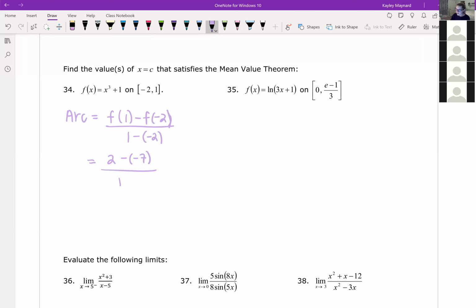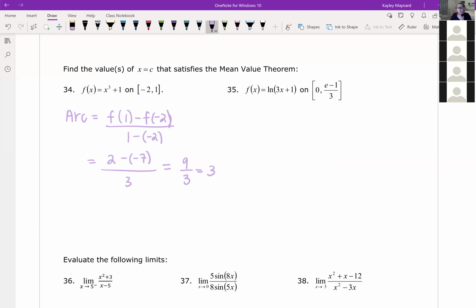And then 1 plus 2 is going to actually just be 3. Okay, and this is equal to 9 over 3, which is 3. Okay, cool. So we know the average rate of change over the interval negative 2 to 1 is 3. And then the mean value theorem says there's at least one x value where the derivative is equal to 3. So now you just have to find where that's true.